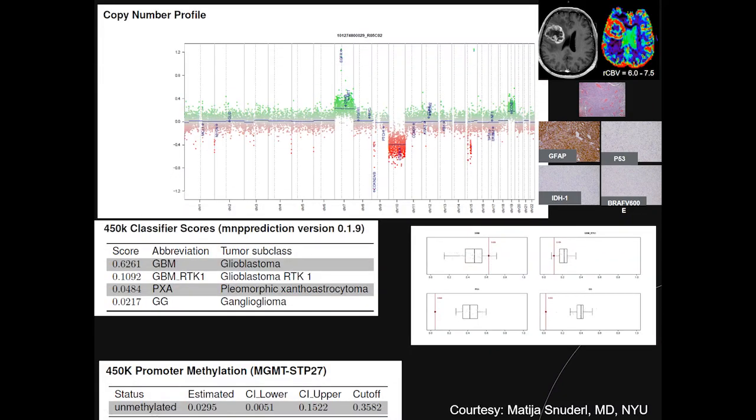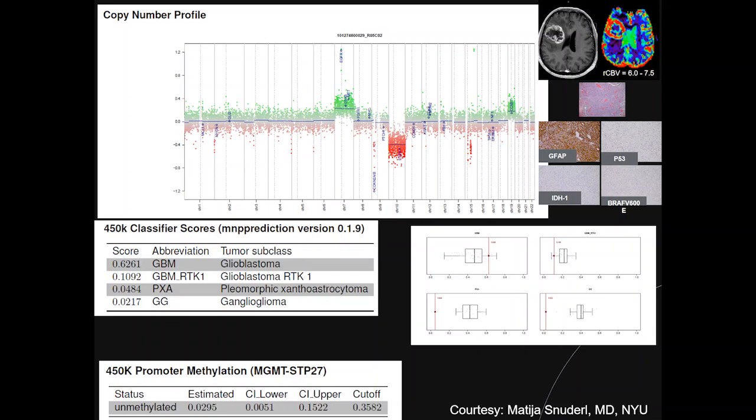A few years back, the majority of the discussion at our tumor board used to look like this. There is discussion about MRI, imaging, perfusion, histopathology, and then some of the immunostains. But now, the majority of the discussion at our tumor boards is centered around this genomic analysis, also known as methylation arrays and methylation analysis and copy number profile, where the neuropathologists are looking at how different genes and genetic pathways are either amplified or suppressed in the tumor tissue.